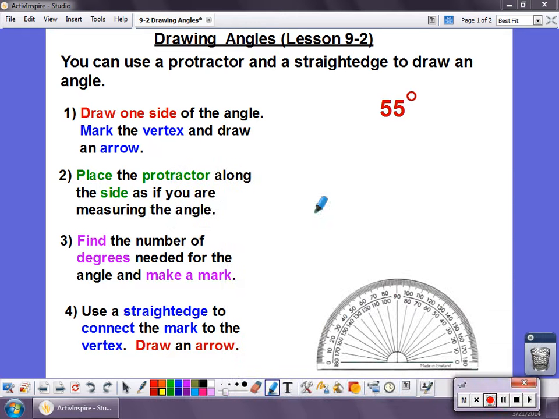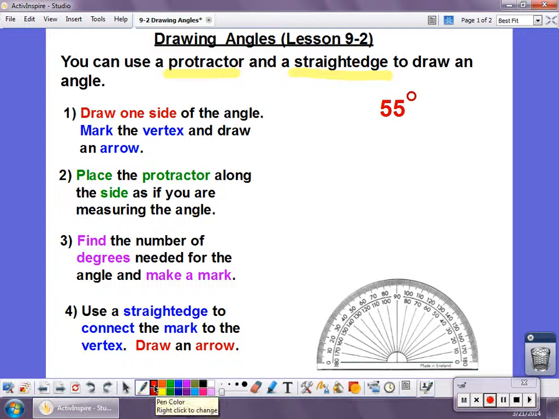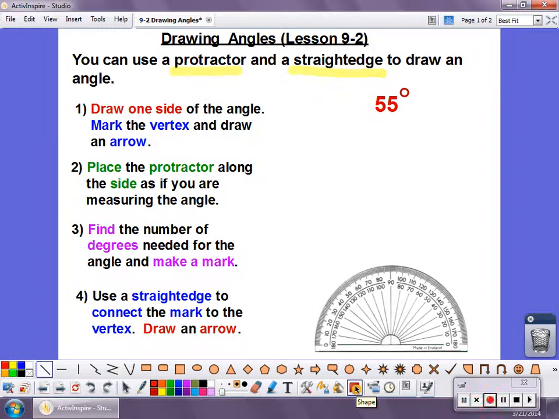In order to draw an angle, you need to have a protractor and you need to have a straight edge. A straight edge could be a ruler or an index card, even the side of your protractor that you can use to make a nice straight line.